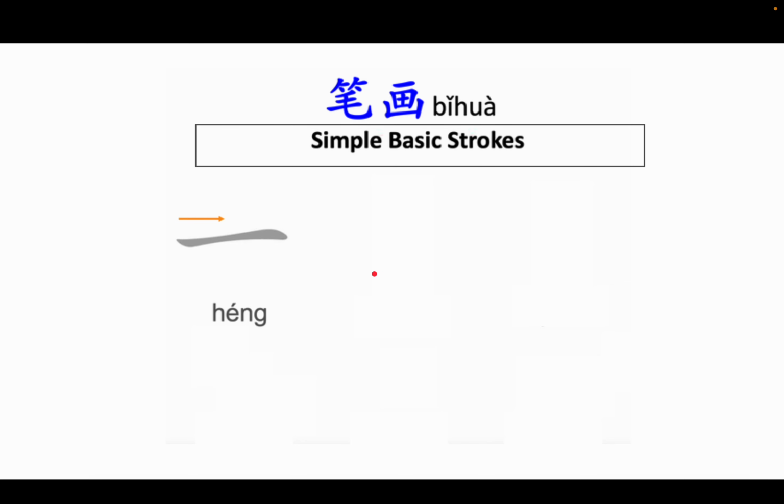Next one, 竖. 竖. And it is a vertical stroke, top to bottom. 竖.